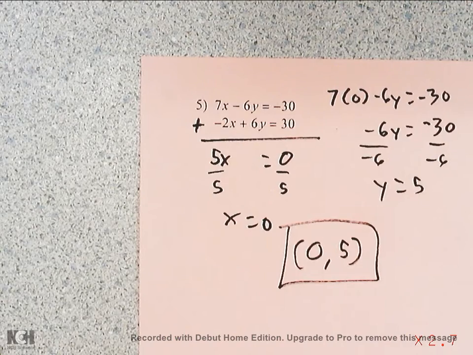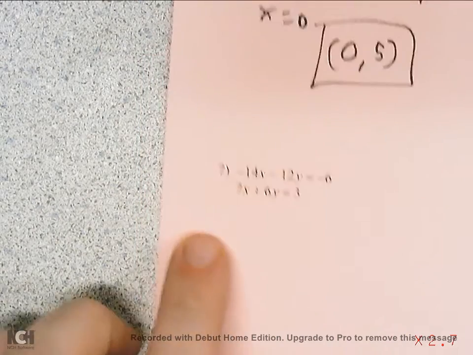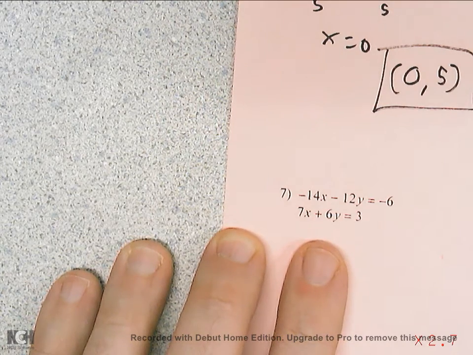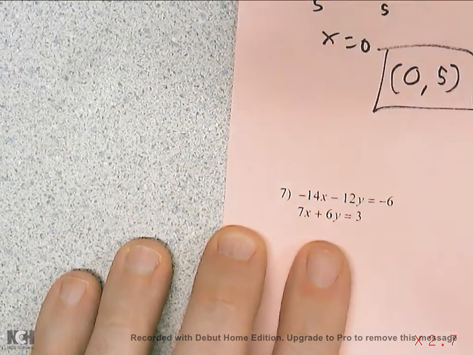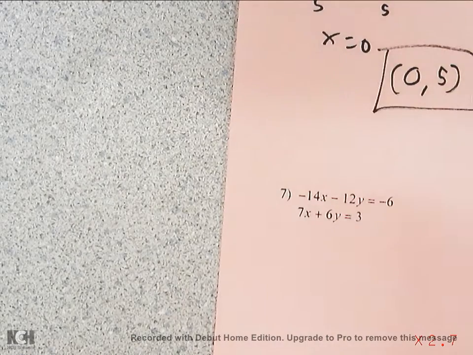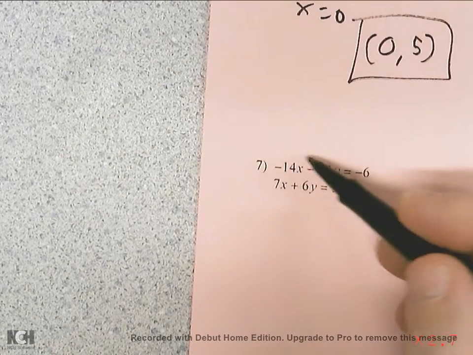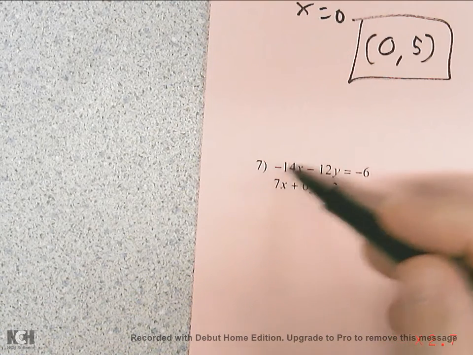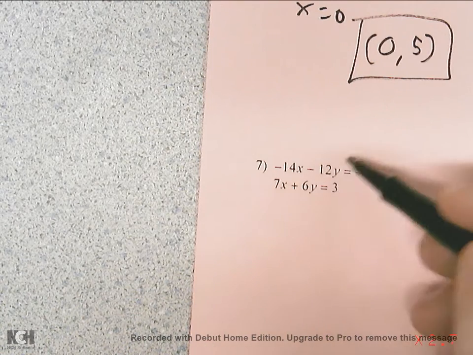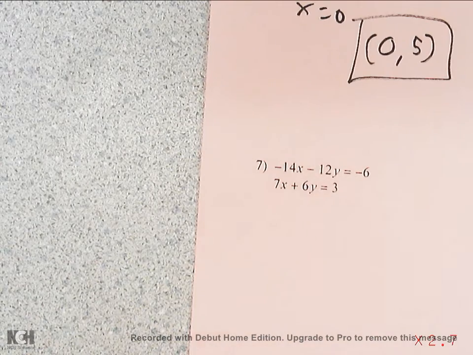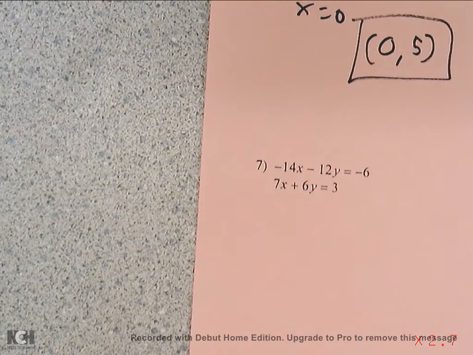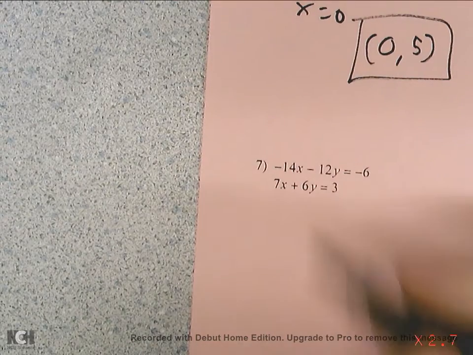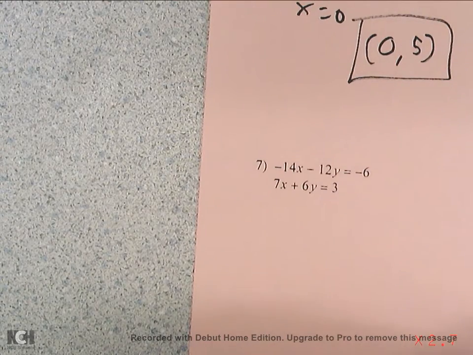Okay, now, next thing we're going to talk about, let's look at number 7. So this one, there is no number that these two variables have in common. Negative 14, 7, negative 12, 6, they don't have the same number. So if I wanted to combine them to cancel them out, these are not going to cancel out one of my variables because I have to have the same number in each one in order to cancel out.